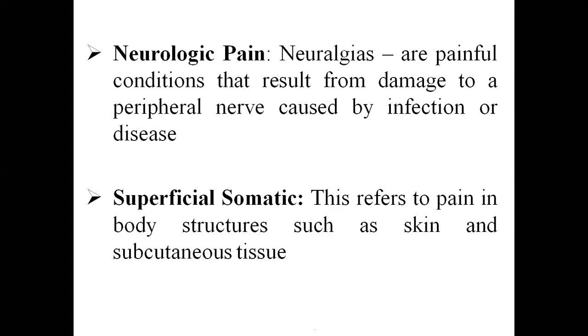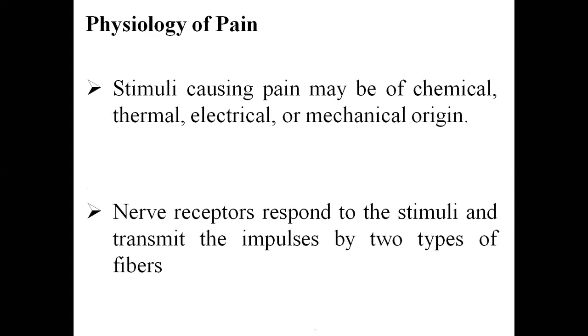Then superficial somatic. This refers to pain in the body structures such as the skin or subcutaneous tissue. The pain that is peripheral in nature. That's the superficial pain. Now we'll be talking about the physiology of pain. Stimuli causing pain may be chemical, thermal, electrical, or mechanical. That is, something must have caused this pain. Maybe chemical, maybe thermal, when you move to something hot, electrical, maybe electrocution, or mechanical.